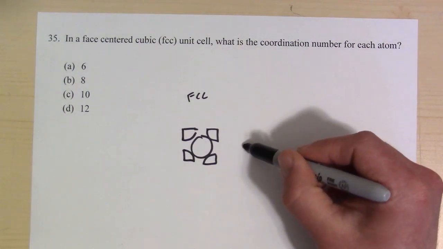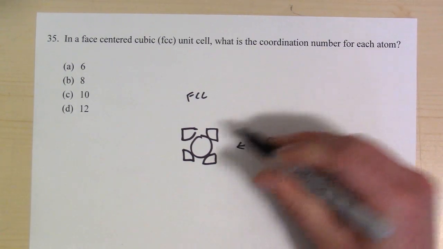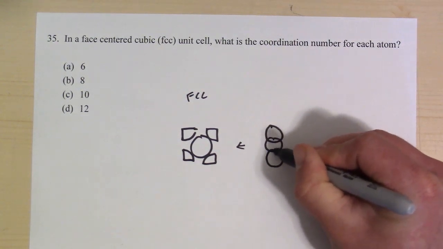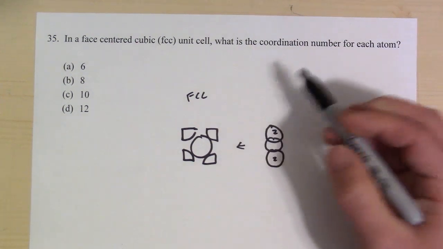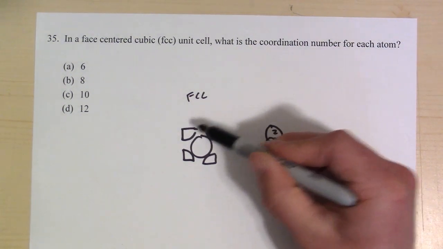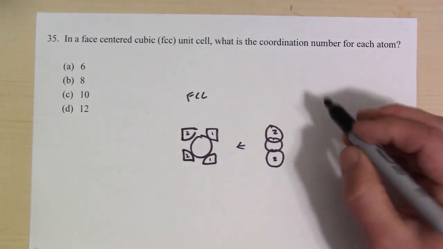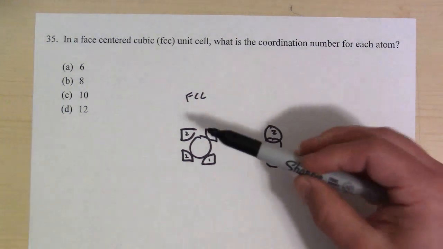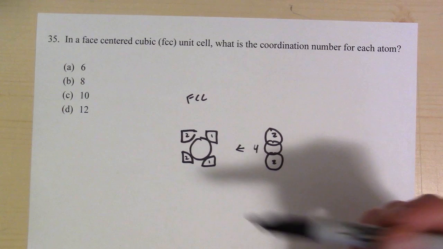So if we look from this direction, we'll see we have the central atom here with these each representing 2 atoms because now we're looking at it from this side. So 1, 2, 1, 2. So there's 4 atoms in the layer that is in the plane with the face atom.